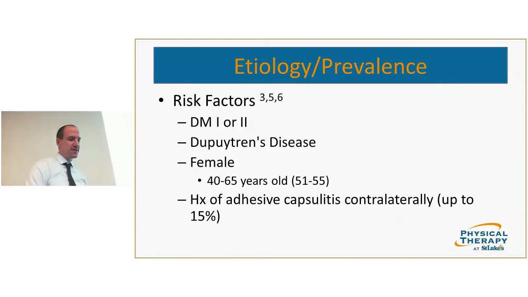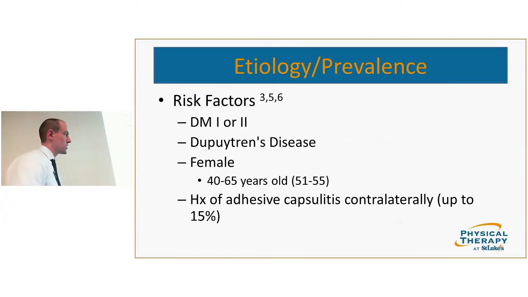So some other risk factors that you may see. If they have a history of Dupuytren's contracture, that can certainly feed into it. The thought is that they have that adhesive nature and the inflammatory nature, which can obviously have an impact on other body regions and not just the hand. Females are more predisposed to having an episode of adhesive capsulitis, and the majority of the age range is going to be between 40 and 65. The main peak is from 51 to 55.